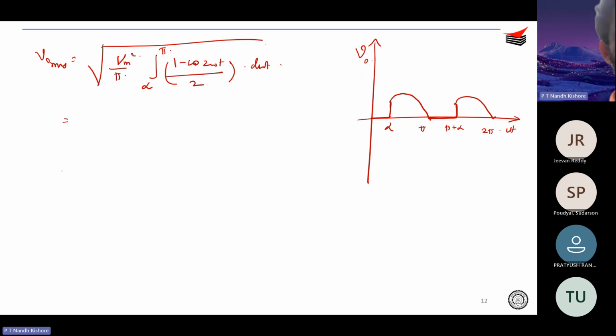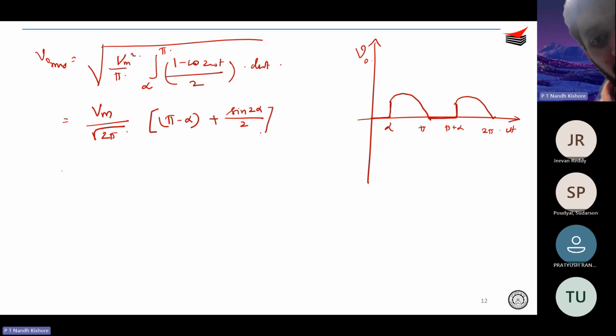So you are going to end up with Vm by root 2 pi into root over pi minus alpha plus sine 2 alpha by 2. So this will be your V naught RMS.